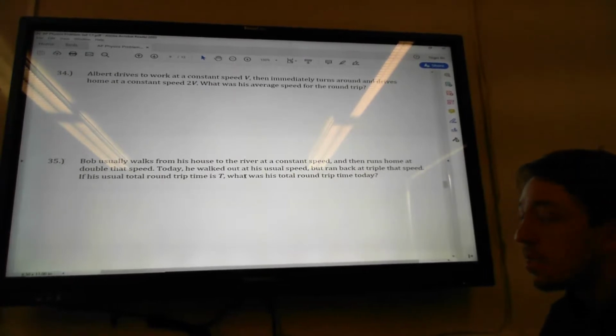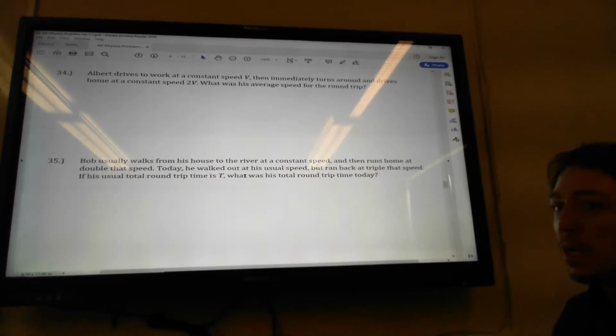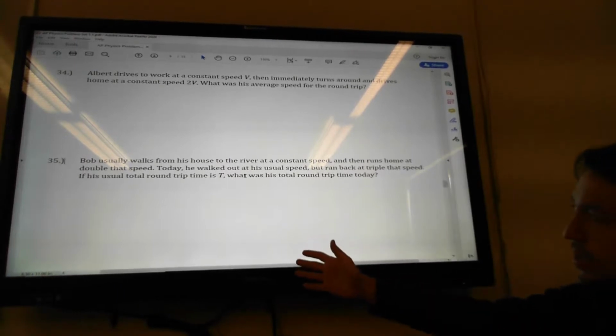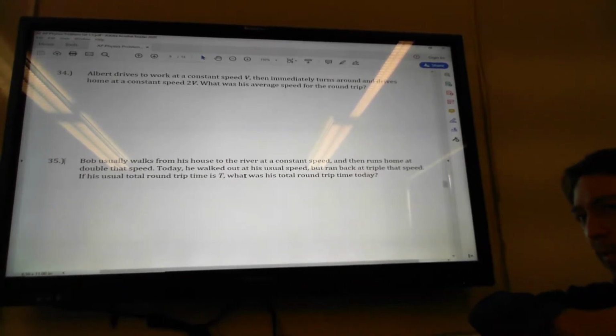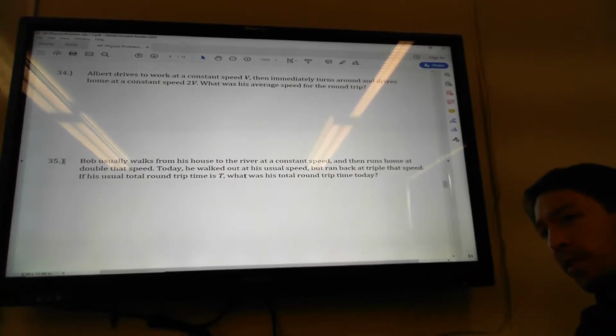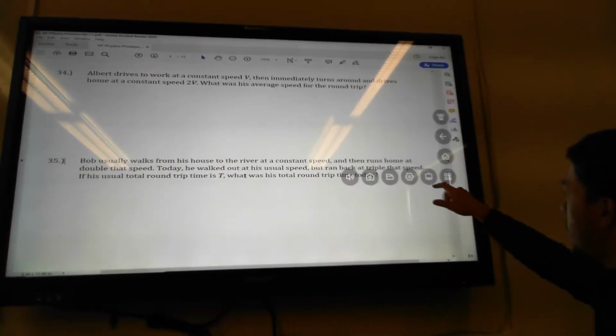For 34, I got 4v over 3. Agree? 4/3 v. So it makes sense. If you went out going speed v, and then you came back coming double speed v, it turns out that the average speed is 4/3 v. Did you just plug into the formula, or did you figure out some other way? I plugged it into the formula. Great, that's perfect. That's what formulas are for, right?